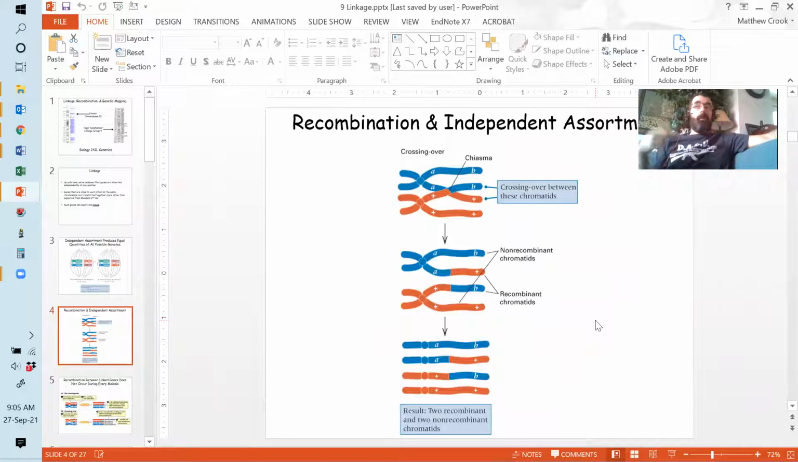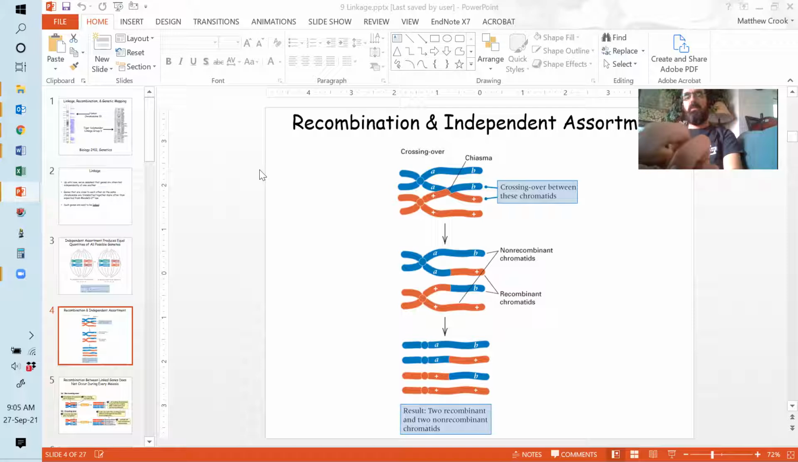Now, kind of going on from that, even if genes are on the same chromosome, they can still be inherited independently if they're far enough apart for recombination to occur between them. And so this is the big, big, big deal of linkage and recombination. Right. Let me tie this up.